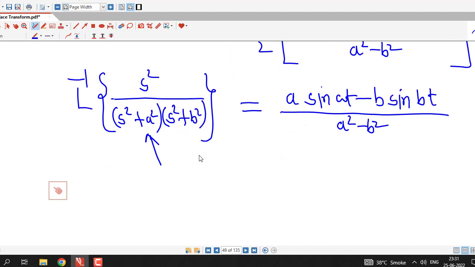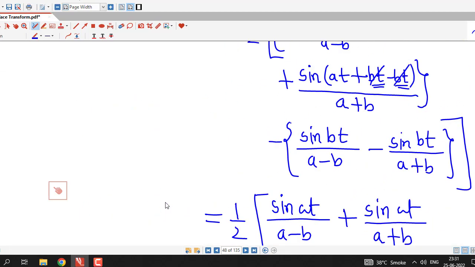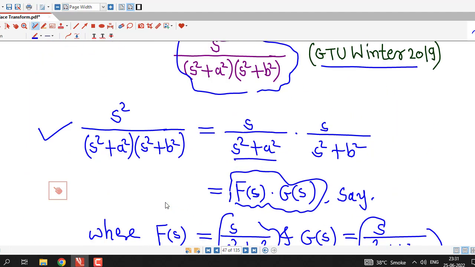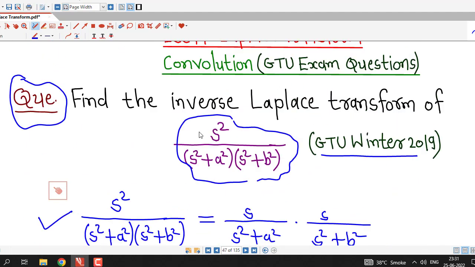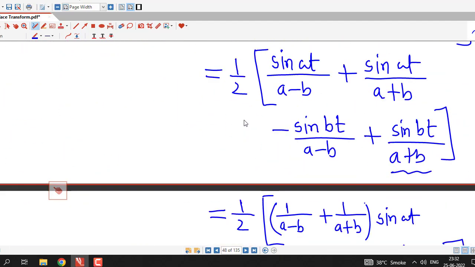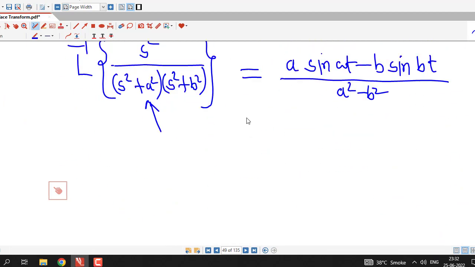Another way is we can use the method of partial fractions, but if it is specified that you use the convolution theorem, then you must do the problem using the convolution theorem only. Here it is not specified that we use the convolution theorem, but we have done this problem using it. If you wish, you can apply the method of partial fractions to find the inverse Laplace transform.